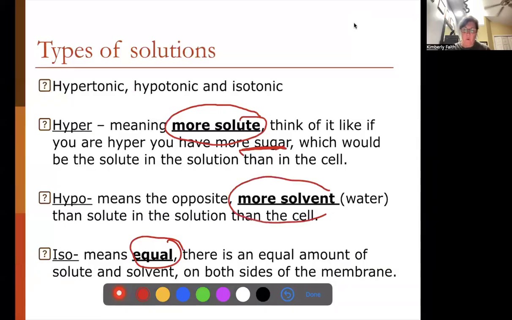Hypo means you have more solvent. Okay, so you can think of this as higher solute. This has less solute, okay, in the solution.